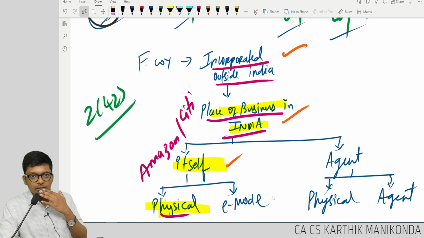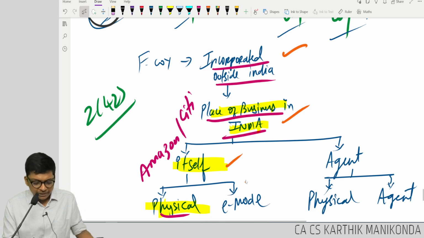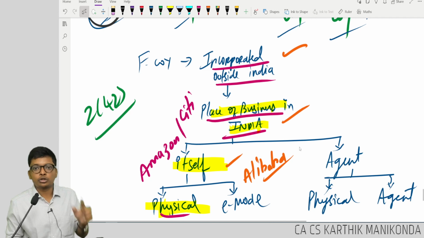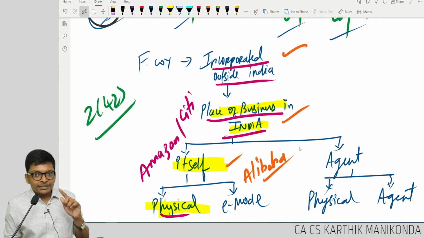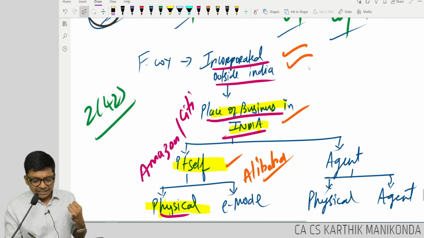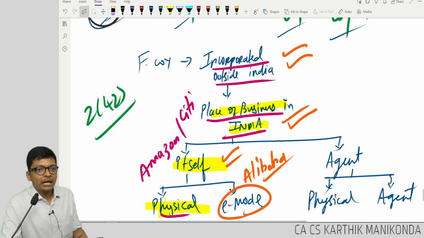So many others. Alibaba, like Amazon and Flipkart, you have the Chinese e-commerce company called Alibaba. You can go and buy there also. But they don't have any office in India. They will send the goods to you from China. So, a Chinese company incorporated outside India has a place of business in India through itself, through online mode. Are you following, guys?